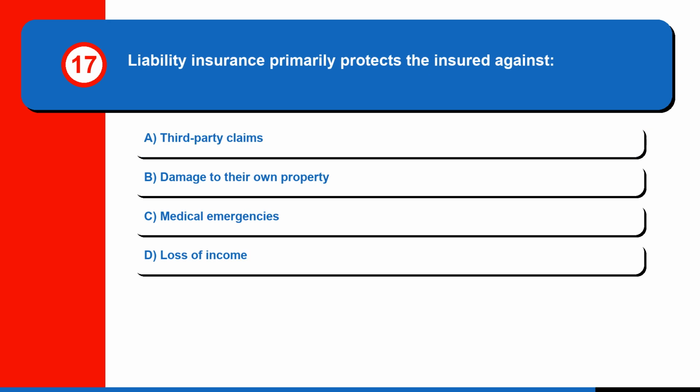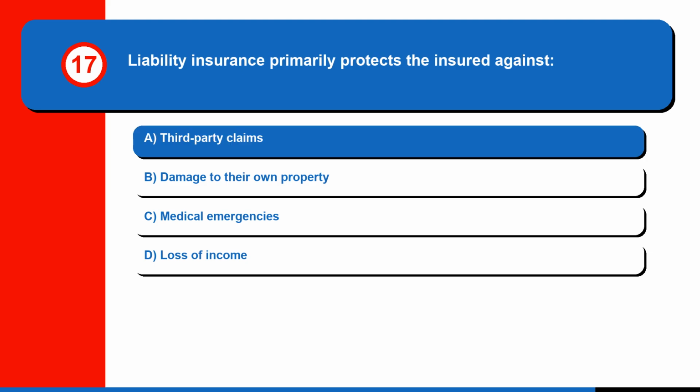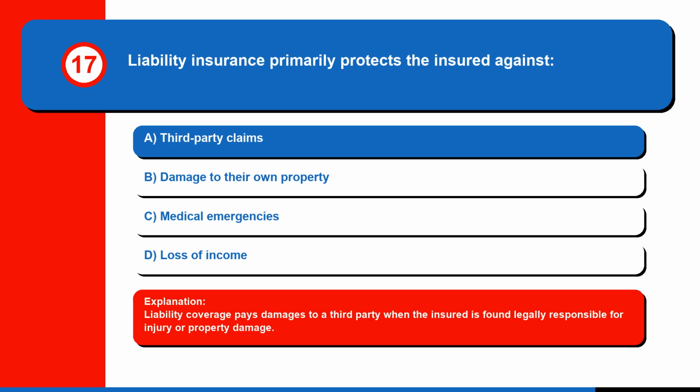Question 17. Liability insurance primarily protects the insured against A, third-party claims, B, damage to their own property, C, medical emergencies, or D, loss of income. The correct answer is A, third-party claims. Liability coverage pays damages to a third party when the insured is found legally responsible for injury or property damage.